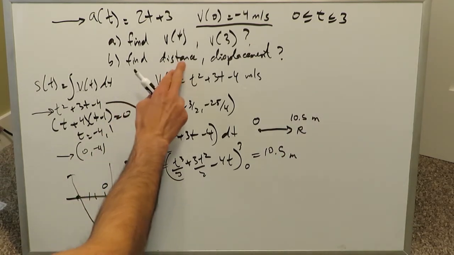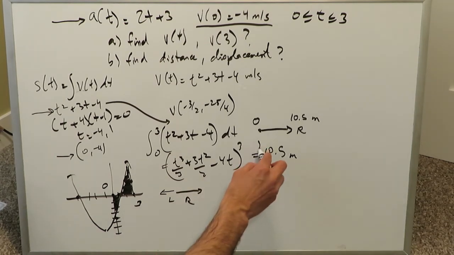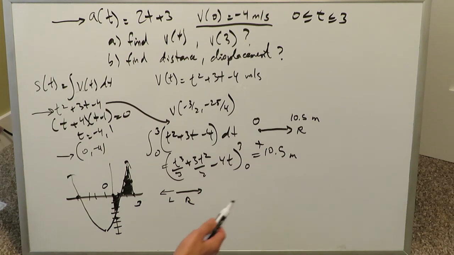But certainly the distance will not be the same answer as this. It must be larger than this. The fact that you had some negative area means that the object moved a little to the left, but more of the object moved to the right. Hence the net answer is a positive 10.5, meaning a 10.5 meter displacement to the right. What we have to do next is to calculate the distance.